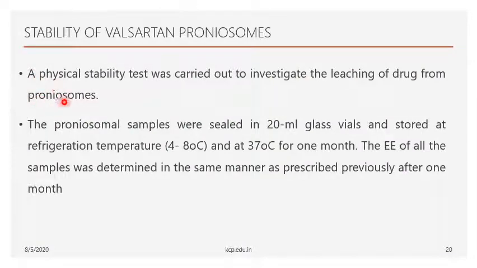And this is the procedure for the stability study. The proniosomal gel was studied as per ICH guidelines. The samples were sealed in 20 ml glass vials, well-closed glass vessels filled with proniosomal samples, and stored at 4 to 8 degrees Celsius and 37 degrees Celsius for 1 month. Only two temperatures were used in this experiment: first 4 to 8 degrees, and second 37, that is room temperature. The entrapment efficiency of the drug sample was determined using UV spectroscopy at 250 nanometers. So this is the stability study procedure.